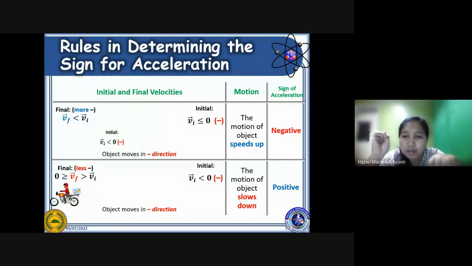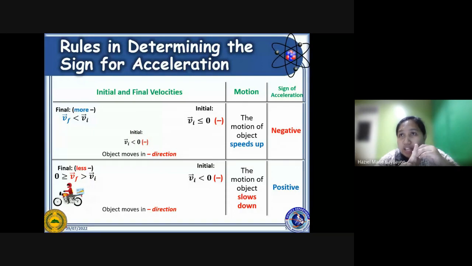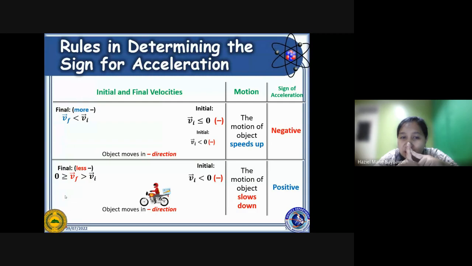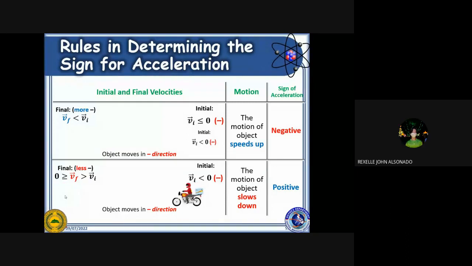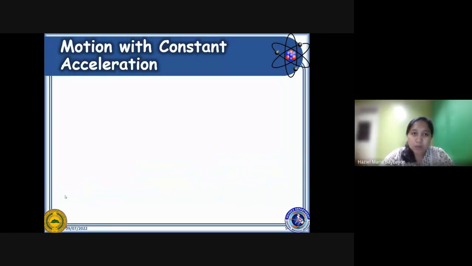And then we also have two cases wherein negative ang acceleration. So the first one is if it is moving to the positive direction but is slowing down. And then the second case is when it is moving to the negative direction but is speeding up. Okay? Okay, ma'am. Now we have motion with constant acceleration.